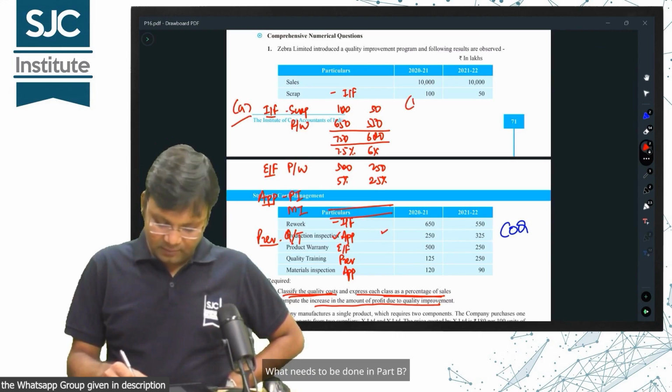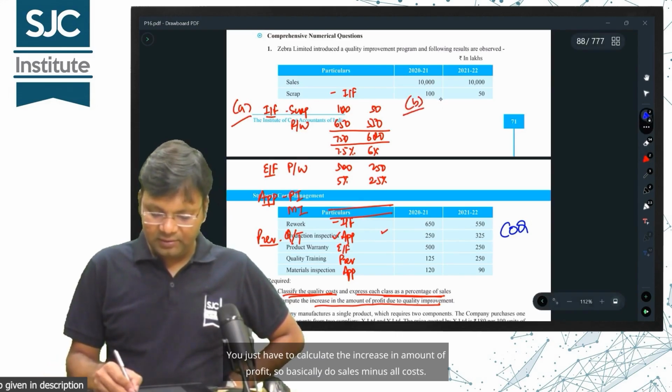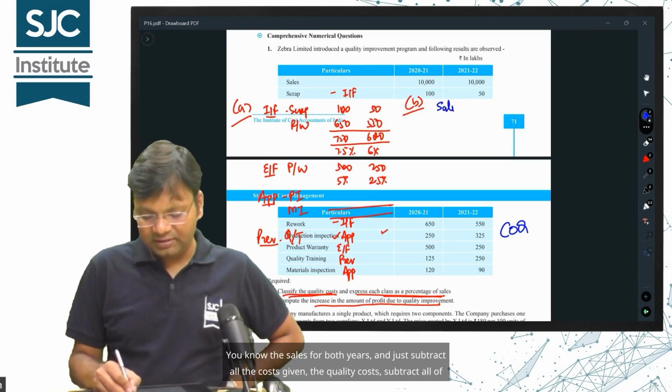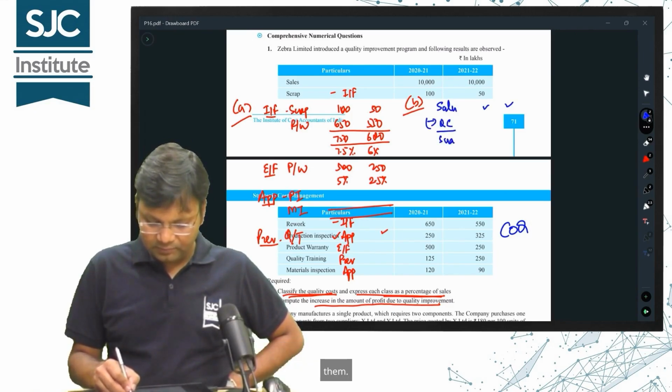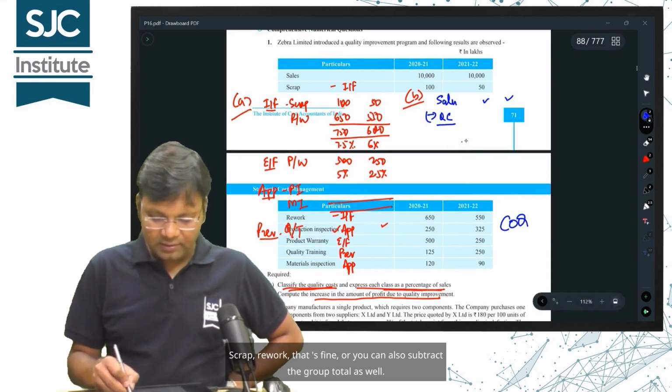What needs to be done in part B? You just have to calculate the increase in amount of profit, so basically do sales minus all costs. You know the sales for both years and just subtract all the costs given, the quality costs, subtract all of them. Scrap, rework, that's fine, or you can also subtract the group total as well.